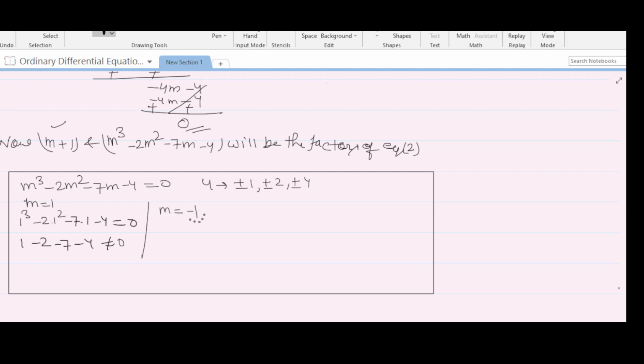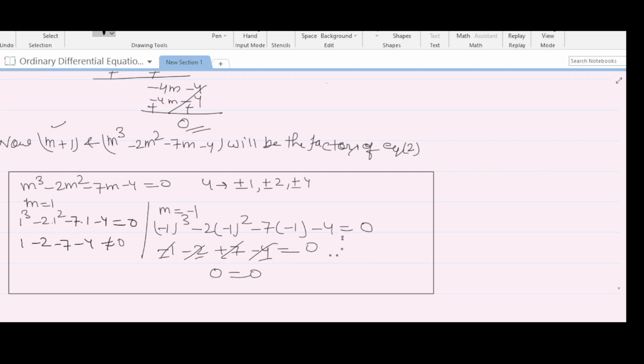When we check for m equal to minus 1, we get minus 1 cube minus 2 into minus 1 square minus 7 into minus 1 minus 4, that is equal to 0. We need 0 equal to 0. Let's see, can we get it? Minus 1 cube is minus 1, minus 1 square is plus 1, so minus 2, it will be plus 7 and minus 4 equal to 0. Here we can see minus 4, minus 2, minus 1, minus 7 and this plus 7, all will be cut out and we get 0 equal to 0.